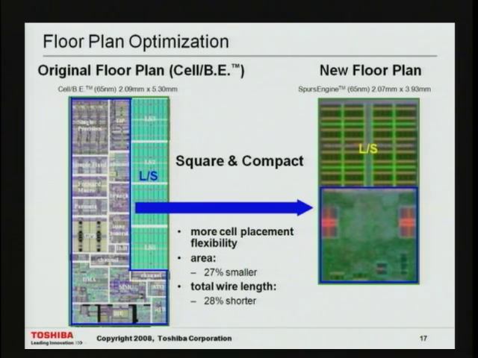Data path and control path and local storage. In this floor plan, data from local storage goes up to the top and goes through the data path. A new floor plan used for SpursEngine, which is almost square, has a higher cell placement flexibility. As a result, the area and the total wire length can be minimized.